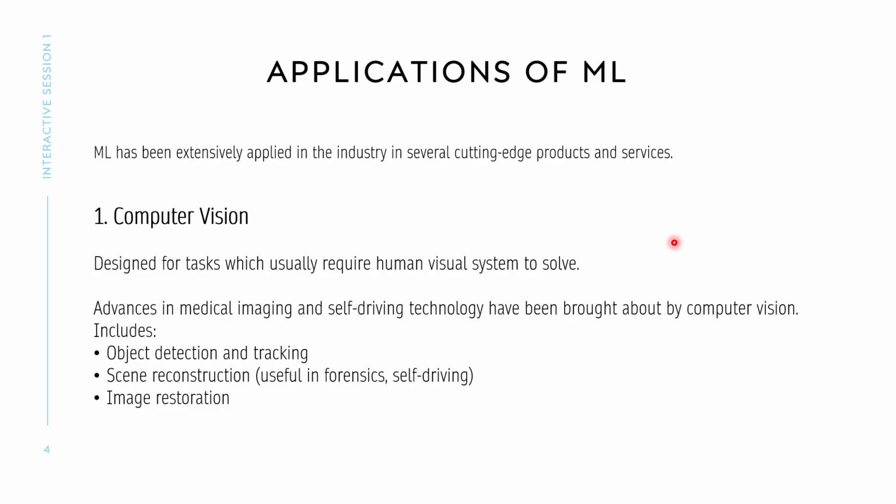Right. So the next concept which I'll discuss is some applications of machine learning. Machine learning has been extensively applied in industry and academia. There has been several cutting edge products, cutting edge research which is happening in machine learning, and the most popular of them all, I think, is computer vision. So this is the hype right now.